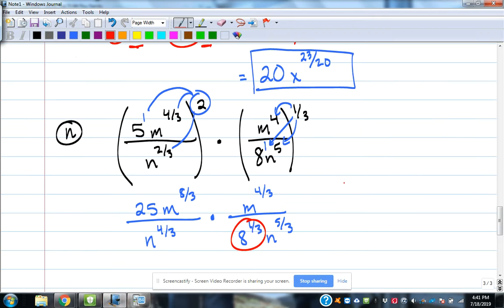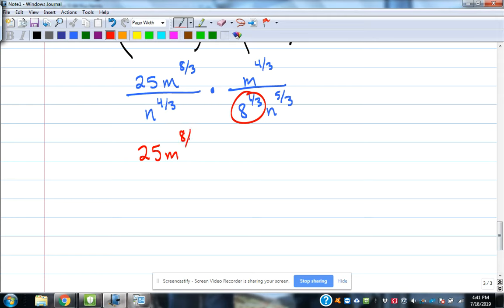So this is really now 25 m to the 8/3 over n to the 4/3 times m to the 4/3 over 2 n to the 5/3. So all I did was simplify that 8 there. That's all I did right there. Didn't do anything to anything else. So just trying to do one step at a time.